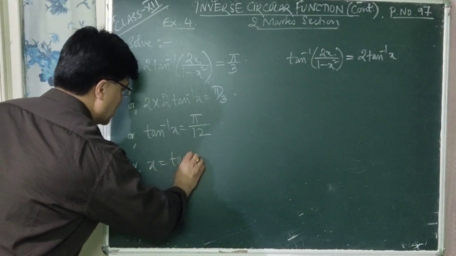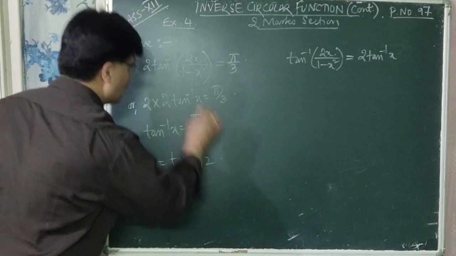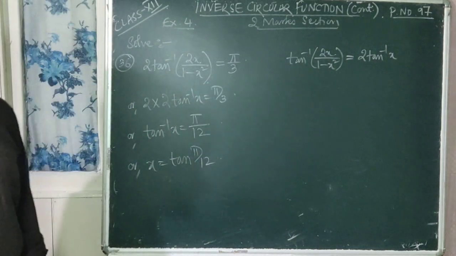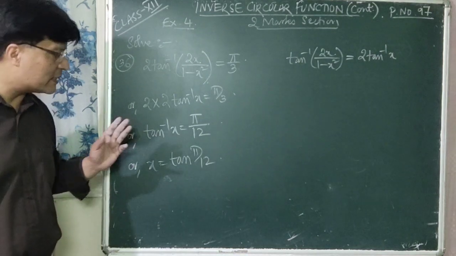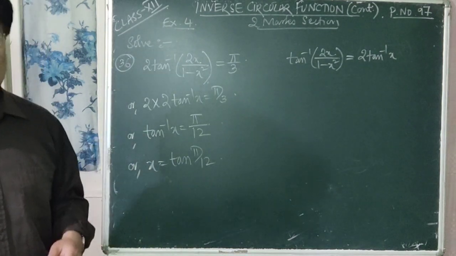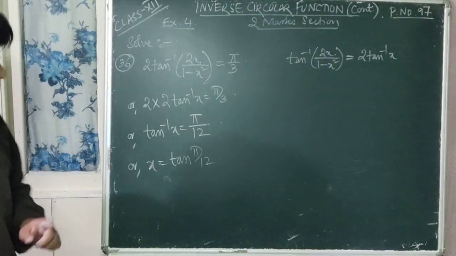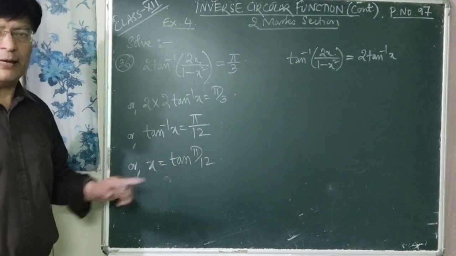Now you have to get the value for x. X is equal to what? Tan pi by 12. But you cannot leave the answer here. X को value आयो. But you have to get the particular value of tan pi by 12.